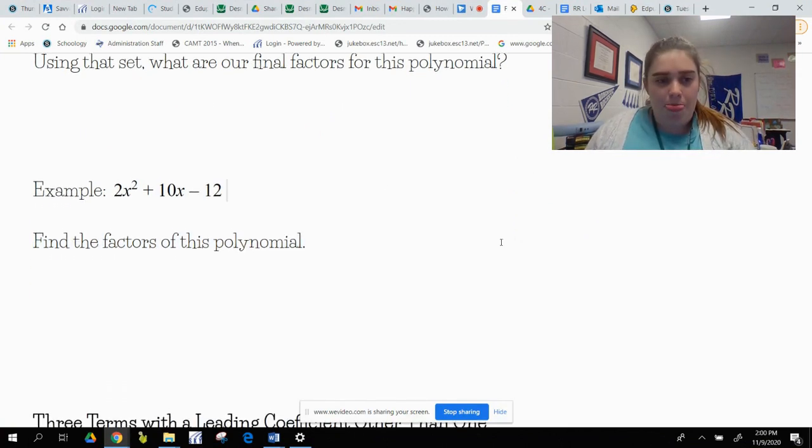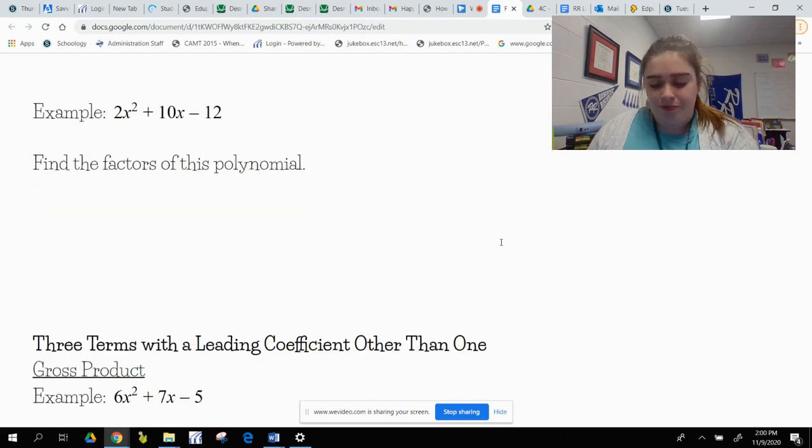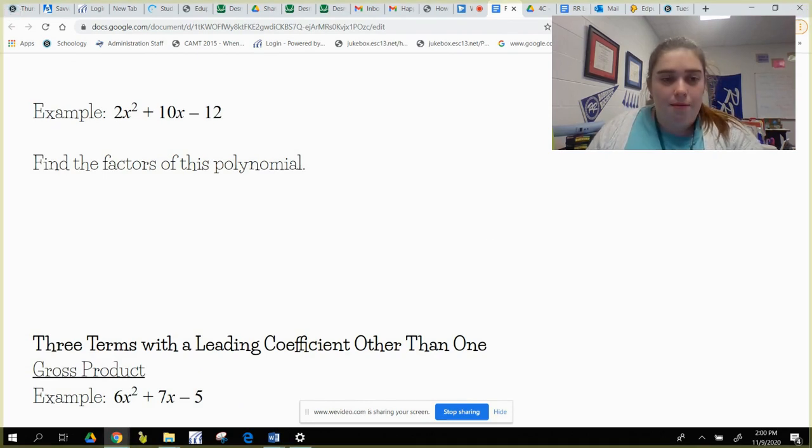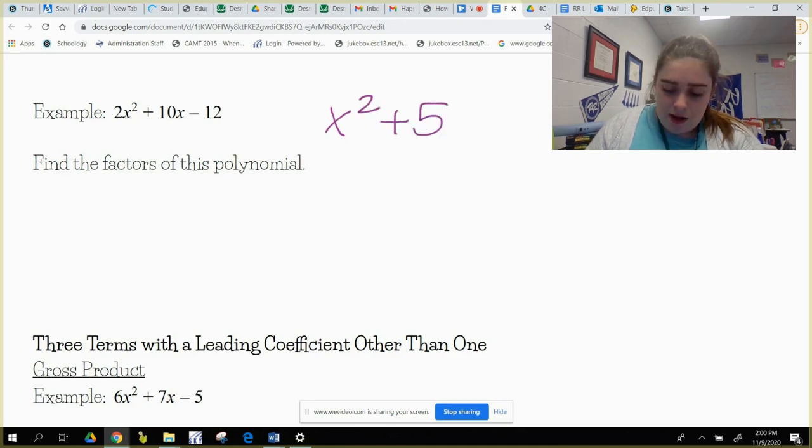All right, so let's look at this example right here. Remember the very first thing we need to do is check for that greatest common factor. Right away, I can see that all of these terms can be divided by 2, right? Even the first one, which is 2. So if we take a 2 out of everything, then we're going to be left with x squared plus 5x minus 6. Okay, so that is our trinomial that we'll be working with after we took out the greatest common factor.